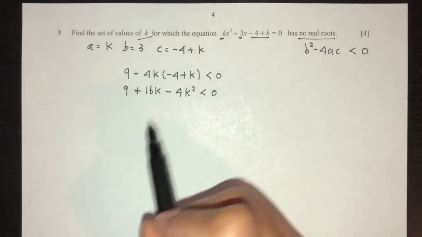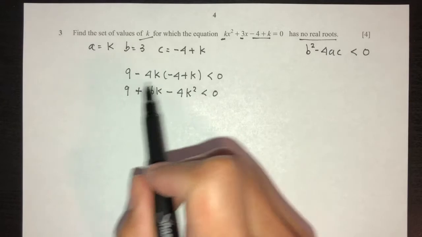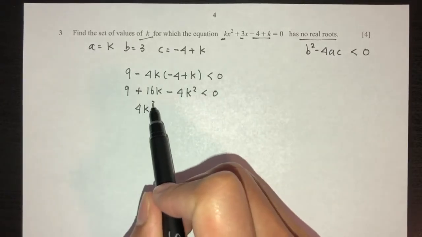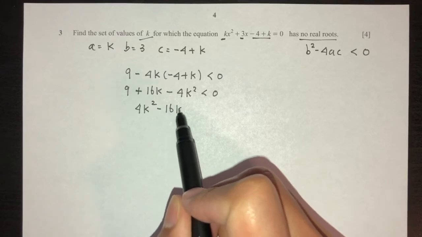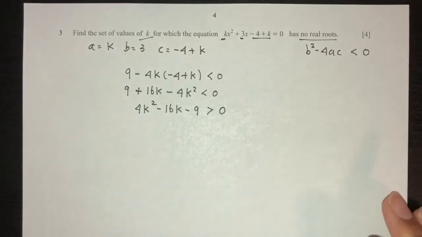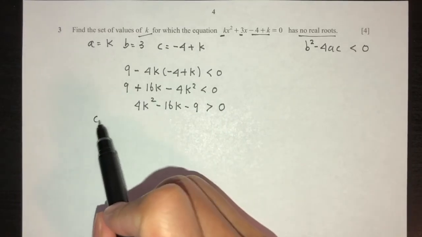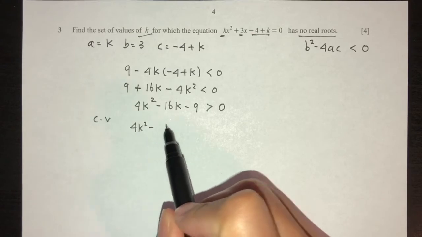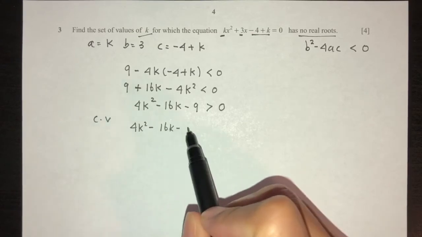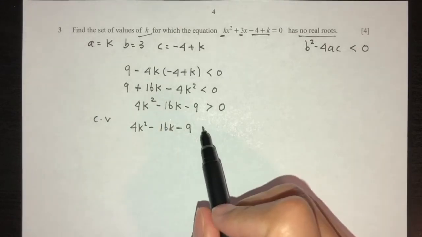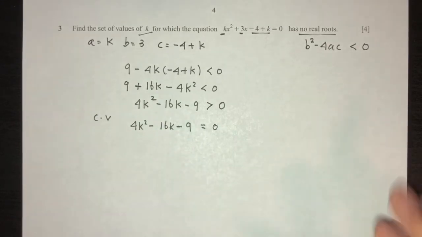Now let's try to rearrange this. If you send everything to one side, you will have positive k, so 4k squared minus 16k minus 9, and you have to change your sign to become this. Now let's find the critical values of this equation. So 4k squared minus 16k minus 9 equal to 0 to find the critical values.